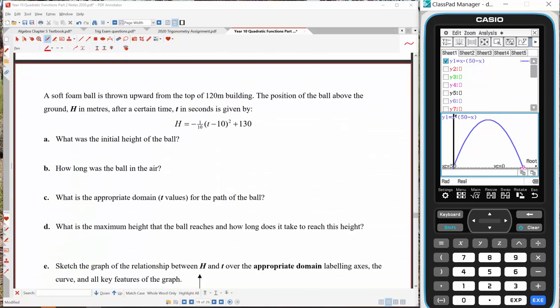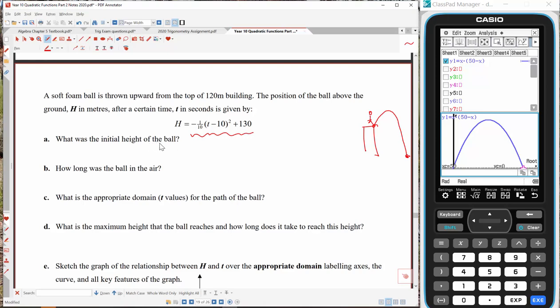Right, flight path of a ball. Now we've got a soft foam ball is thrown upwards from the top of a 120-meter building. The position of the ball above the ground, h in meters after a certain time t, is given by this particular function here. So what I'm imagining is some sort of scallywag kid up on the top of a building, got a soft foam ball, throws the ball from the top of the building or rolls the ball off. No, it's thrown upward. So it goes like that and then falls.